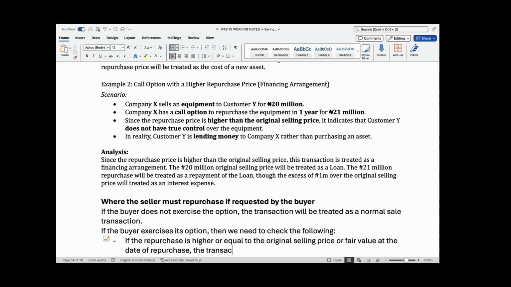In this case, the transaction, if the repurchase price is higher than the original selling price, then the transaction is treated as a financing arrangement. So you should be used to this. That means everything is the same.